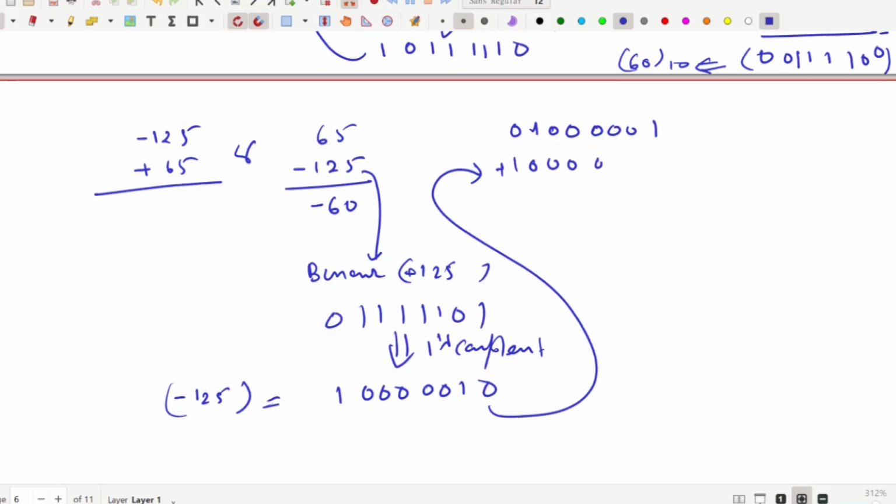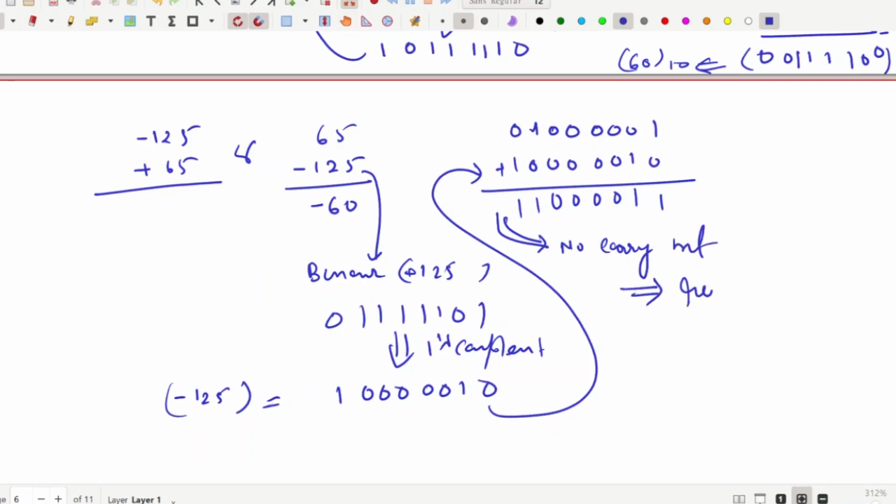This is 0, this is 0, this is 0, this is 0, this is 1 1. Here we see that there is no carry bit. This means the result is negative. And now the question is, what will be the final result?